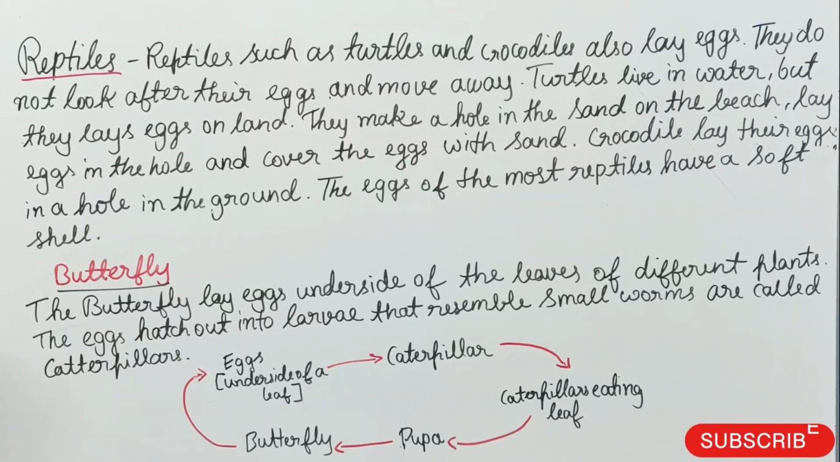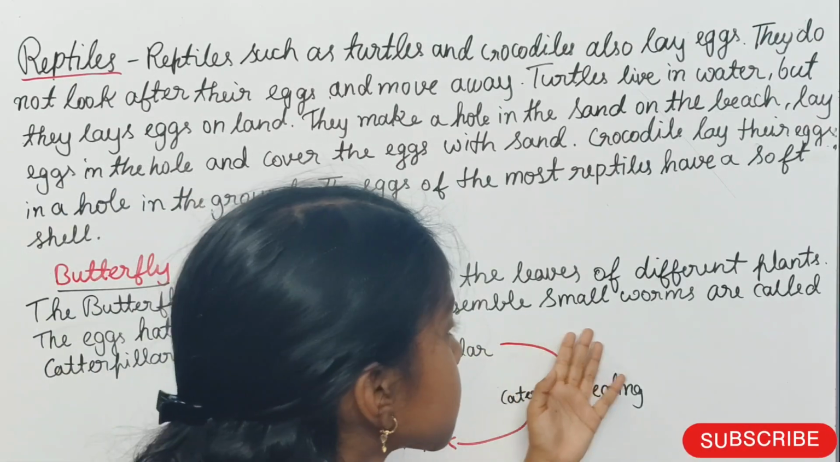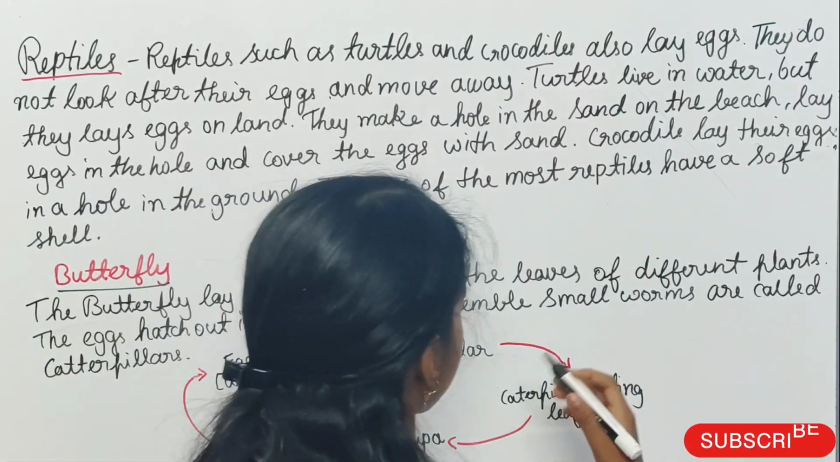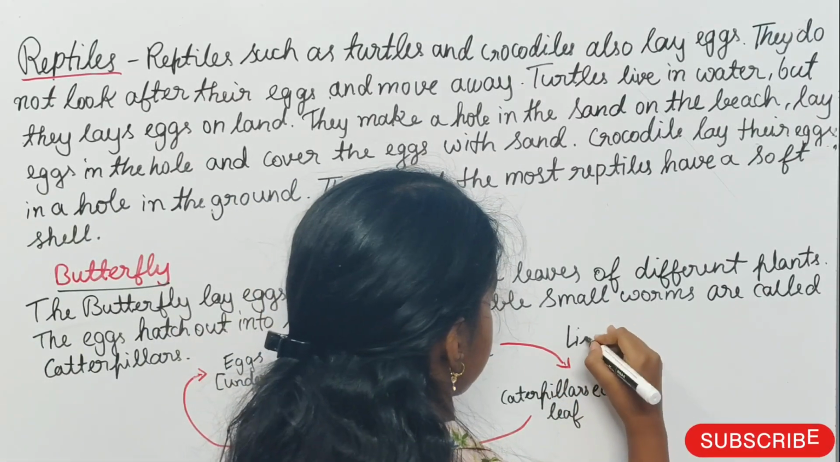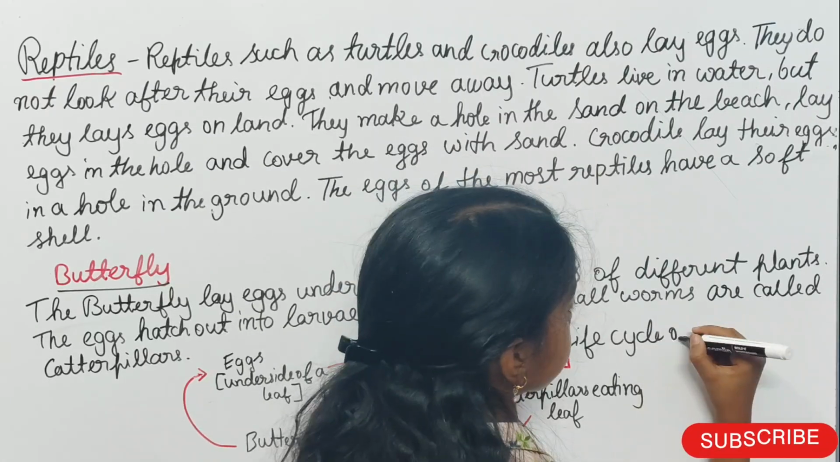In the different plants. The eggs hatch out into larvae that resemble small worms, called caterpillars. The eggs hatch out of the butterfly, and from that the larva comes that resembles a small worm, but they are called caterpillars. So now we will see the life cycle of butterfly.